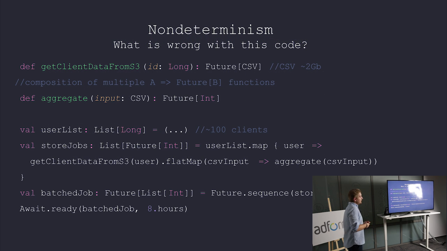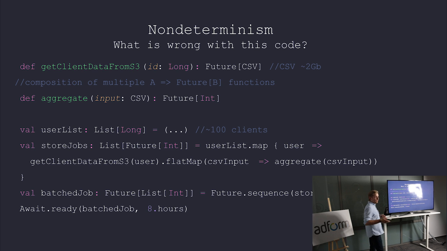This is code that's actually a simplified version of something that I wrote, let's say, a year ago or something like that. I had to download some big files from S3 per client. So this CSV file had 2 GB, for example, right? I had this aggregate function that would take the CSV file and return an aggregated int, so something pretty small. And I had a list of clients I needed to do this for. There were like 100 clients, now it's more like 200 something.